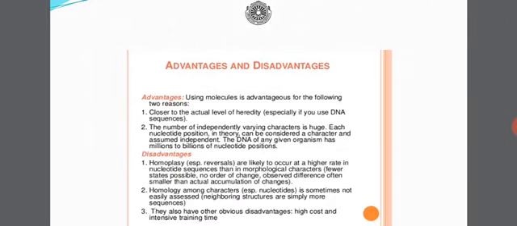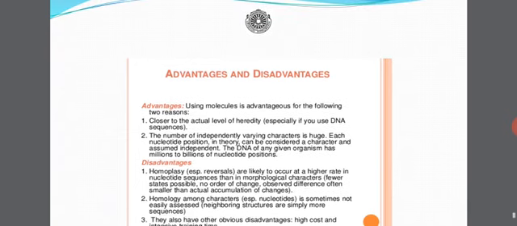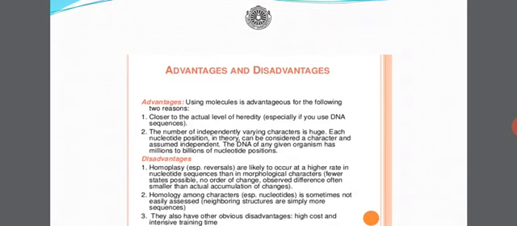Now let us go through quickly the advantages and disadvantages of molecular taxonomy. Advantages: using molecules is advantageous for the following 2 reasons. That is, 1, closer to the actual level of heredity. 2, the number of independently varying characters is huge. Each nucleotide position in theory can be considered a character and assumed independent. The DNA of any given organism has millions to billions of nucleotide positions.